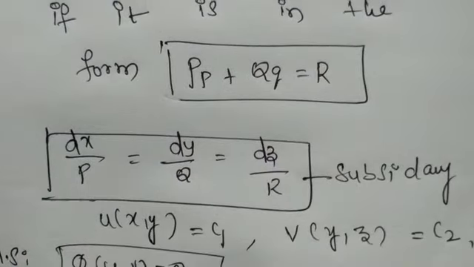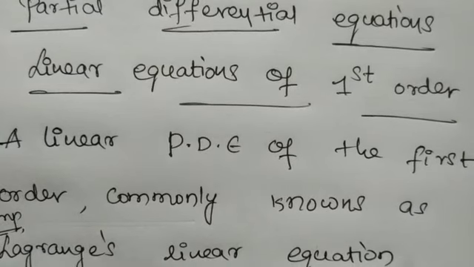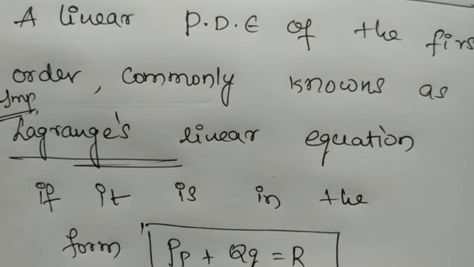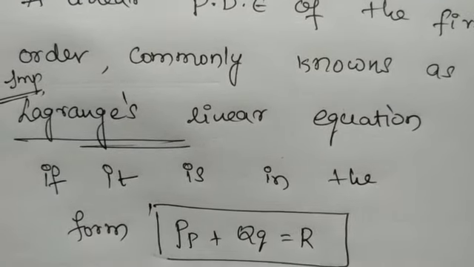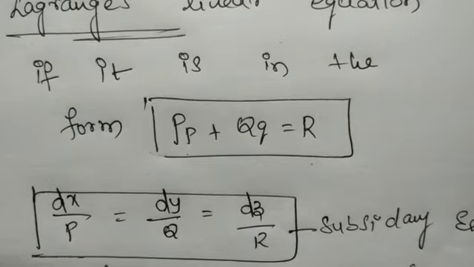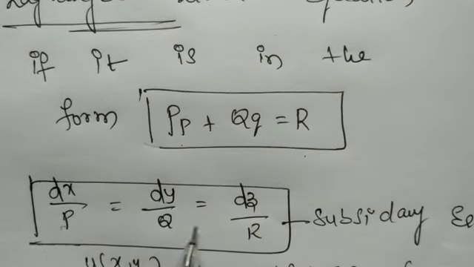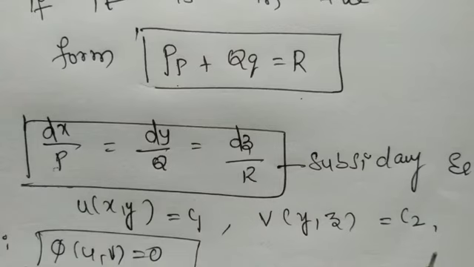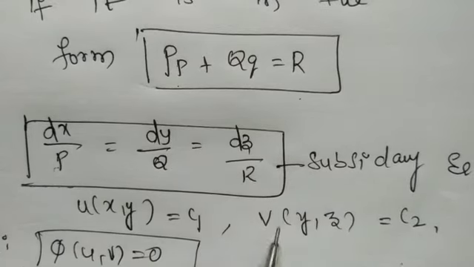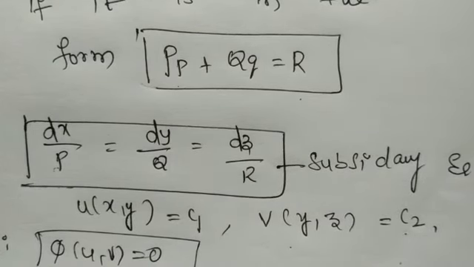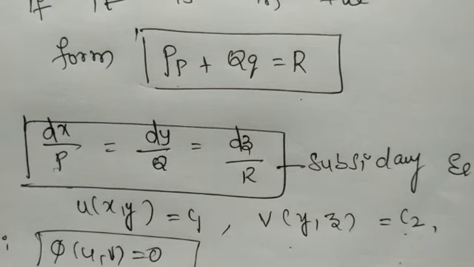So I will explain one more time. The partial differential equation of first order linear equation is known as Lagrange's linear equation, and if it is in the form Pp plus Qq equal to R, then the subsidiary equation of Lagrange's equation is dx by P equal to dy by Q equal to dz by R. And then u of x comma y equal to c1, v of y comma z equal to c2. Solving this equation, we get the u and v values, and the final general solution of Lagrange's equation is phi of u comma v equal to 0.